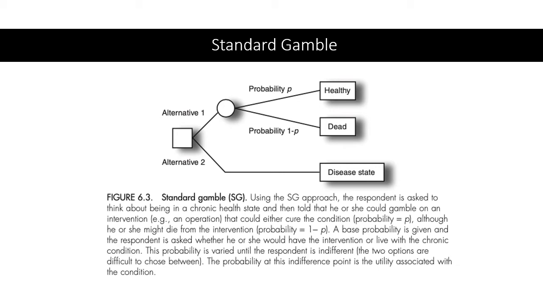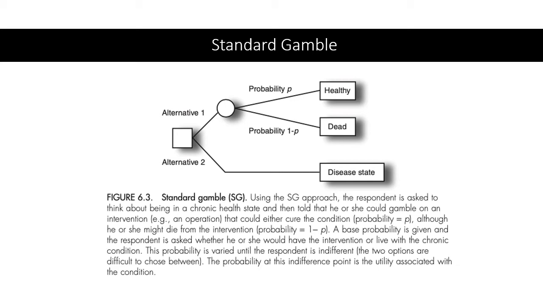The two options are difficult to choose between. The probability at this indifference point is the utility associated with the condition. So here, what is done is the standard gamble method.